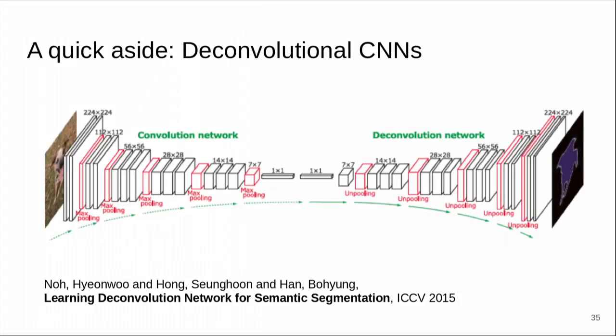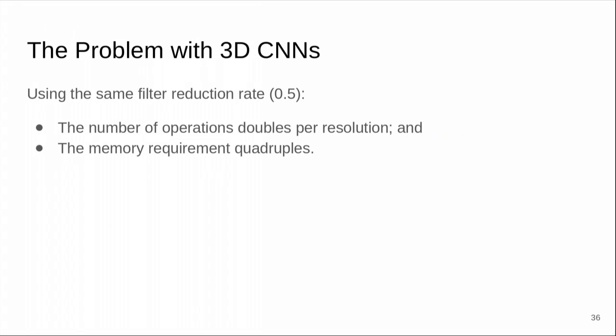Before we do that, let's do a really quick aside into deconvolutions in general. Deconvolutional networks are often used for semantic segmentation, and they pretty much take an encoder down to some latent variable space, and then a decoder, which almost always just turns this around in terms of the number of filters and size of things. As it turns out, if you do that, for images the number of operations doubles per resolution and the memory requirement doubles. In 3D, the number of operations per resolution doubles, and the memory requirement quadruples.